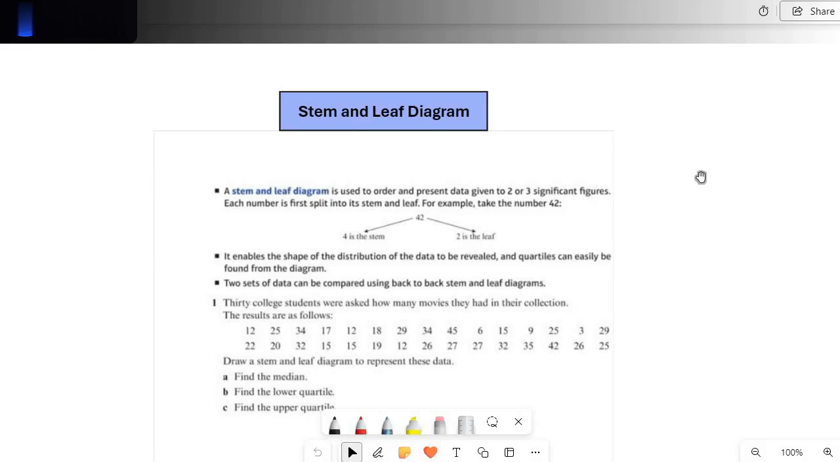Today we will be looking at stem and leaf diagrams. A stem and leaf diagram is used to order and present data given to two or three significant figures. Each number is first split into its stem and leaf. For example, take the number 42, where 4 is the stem and 2 is the leaf. It enables the shape of the distribution of the data to be revealed, and quartiles can easily be found from the diagram. Two sets of data can be compared using back-to-back stem and leaf diagrams.